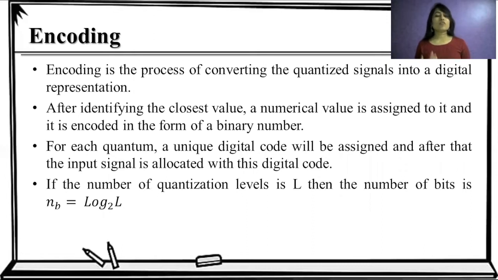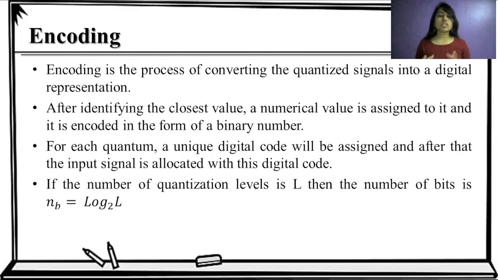If the number of quantization levels is L, then the number of bits NB is equal to log2 L. For example, if we have a total of 16 quantization levels, then log2 16, basically 16 is 2 raised to 4, and log2 2 is 1, so we have NB equal to 4. So for 16 quantization levels, we have to use 4 bits, and as we know, using 4 bits we can represent 16 possible combinations.